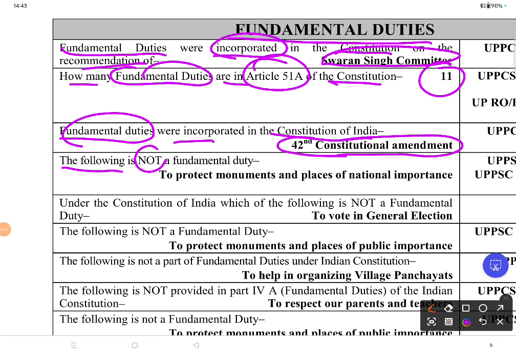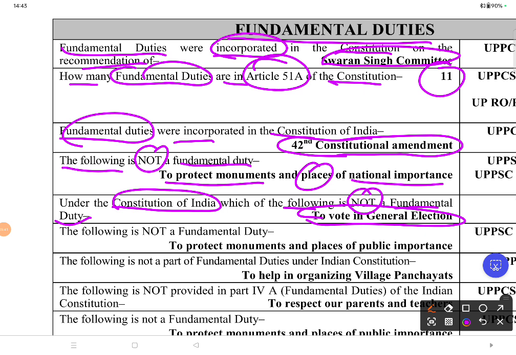The following is not a fundamental duty: to protect monuments and places of national importance. Under the Constitution of India, which of the following is not a fundamental duty? To vote in general election. The following is not a fundamental duty: to protect monuments and places of public importance. The following is not a part of fundamental duties under Indian Constitution: to help in organizing village panchayats.